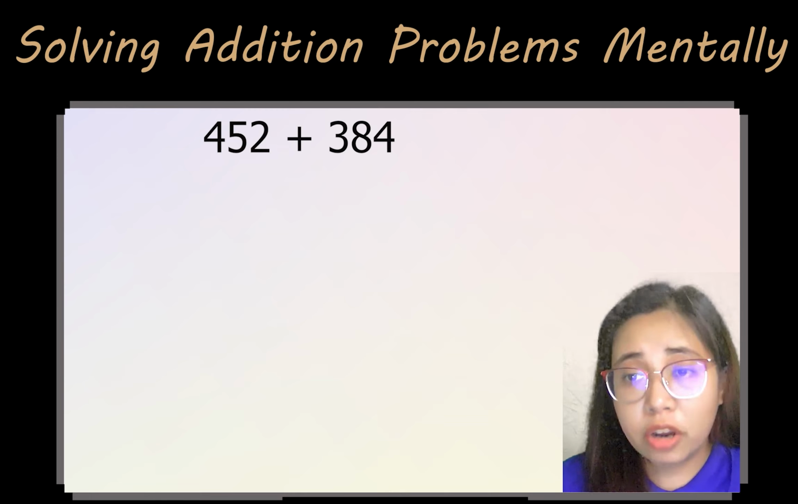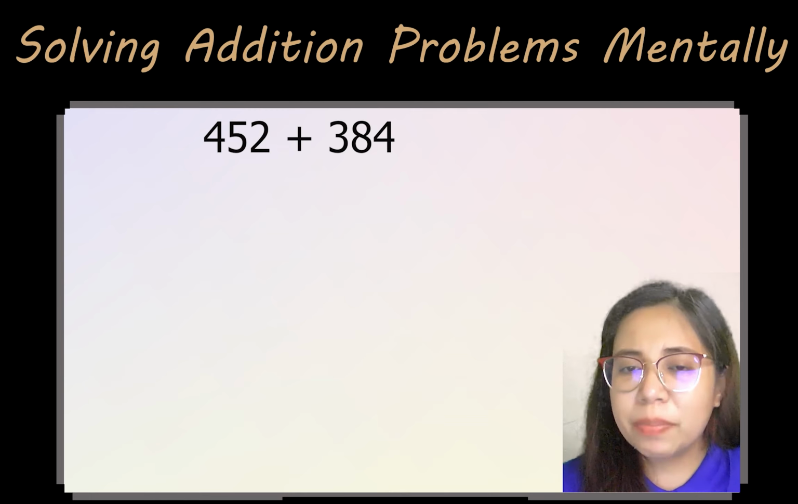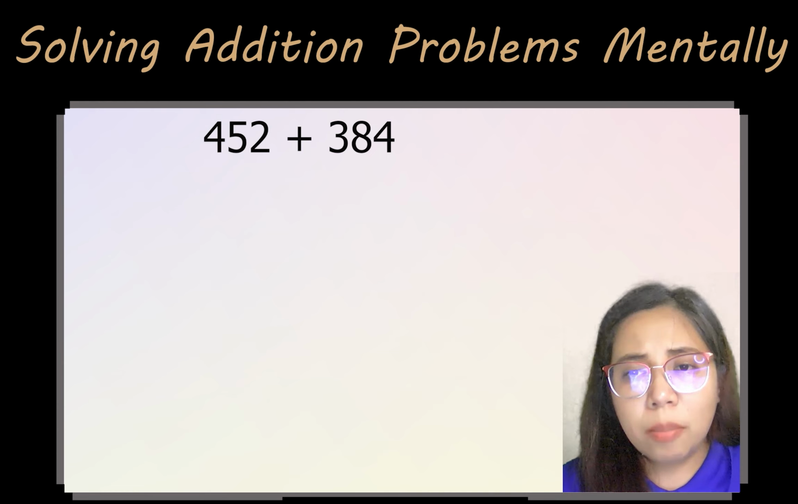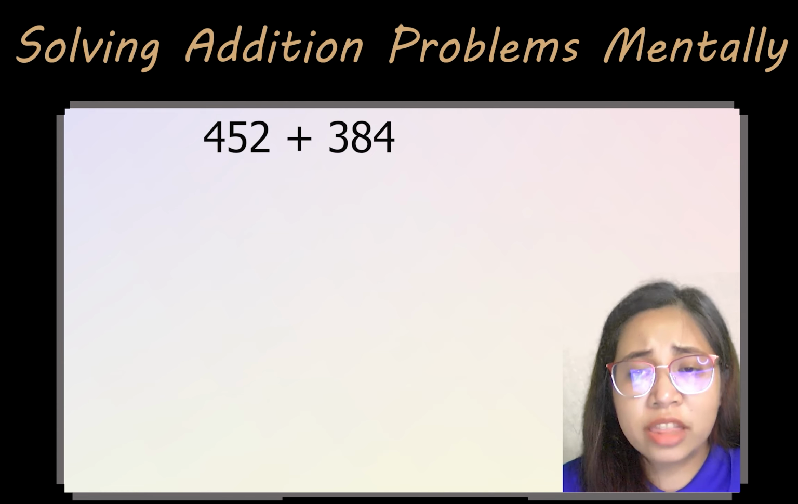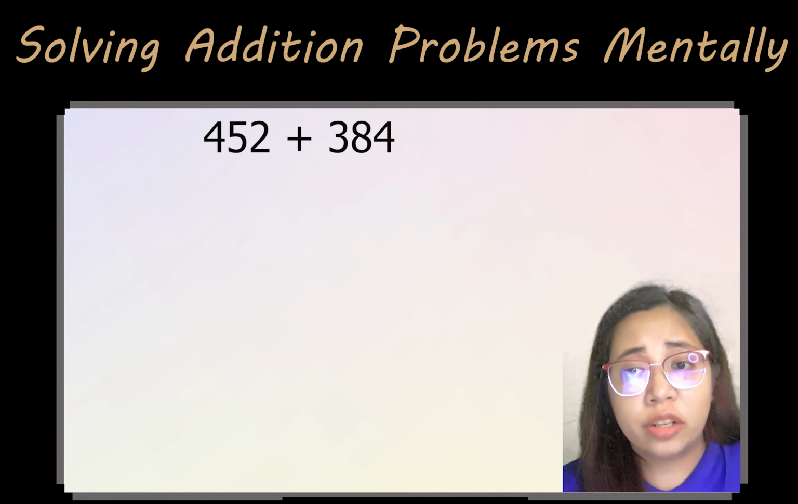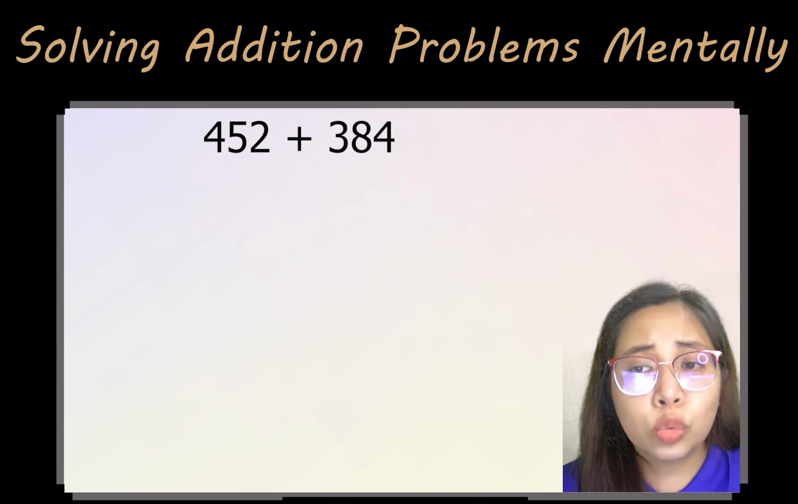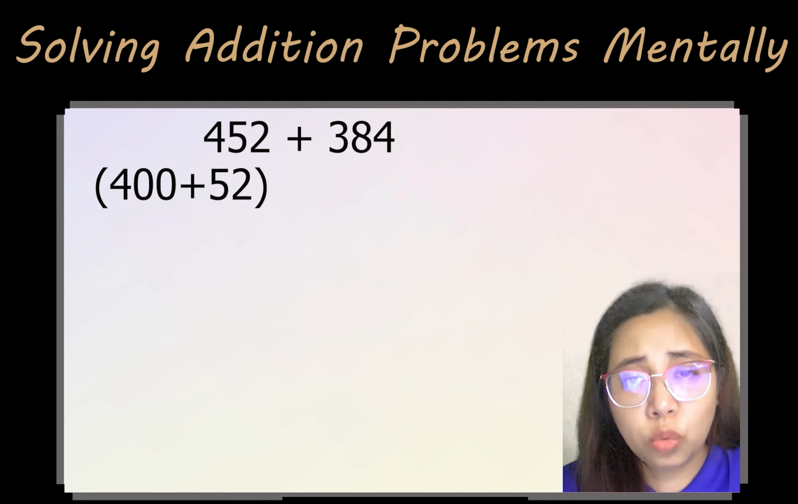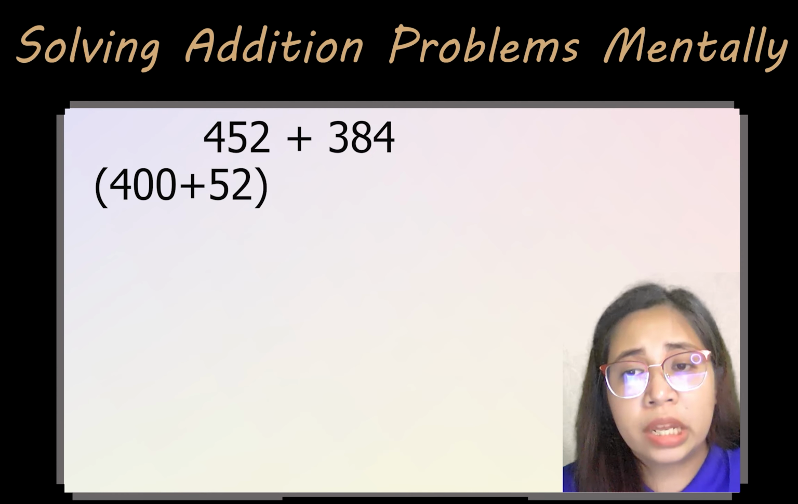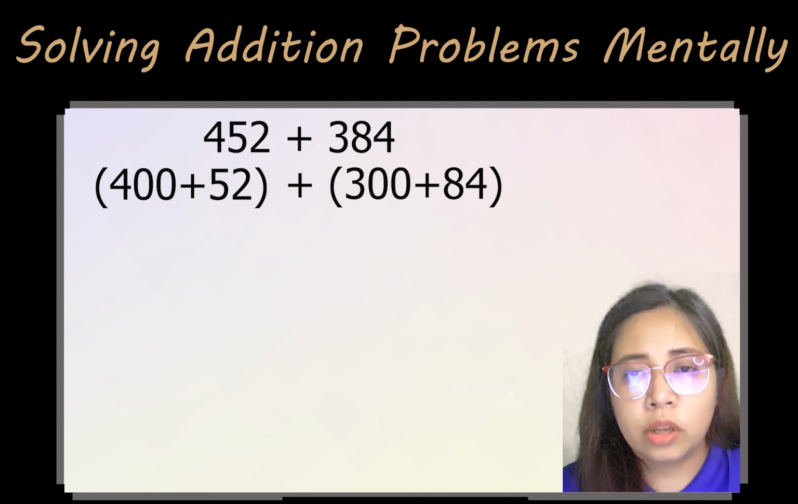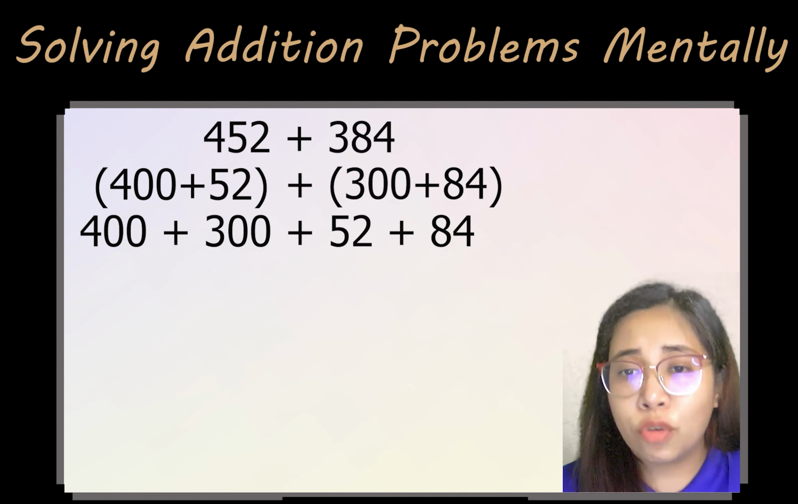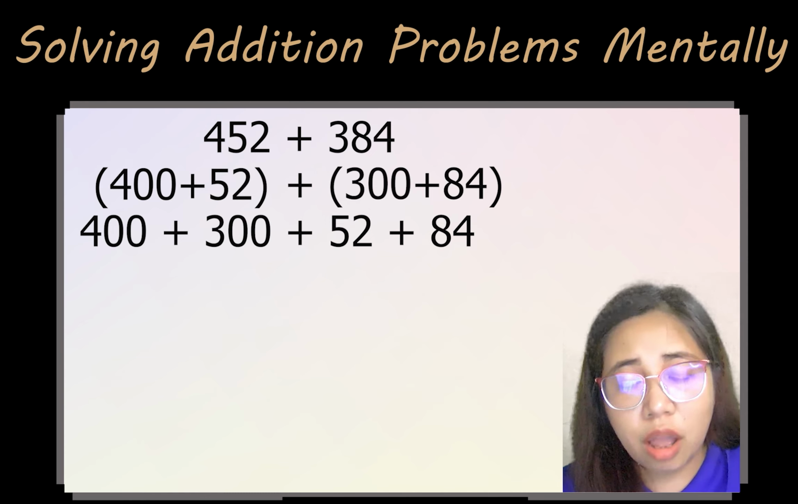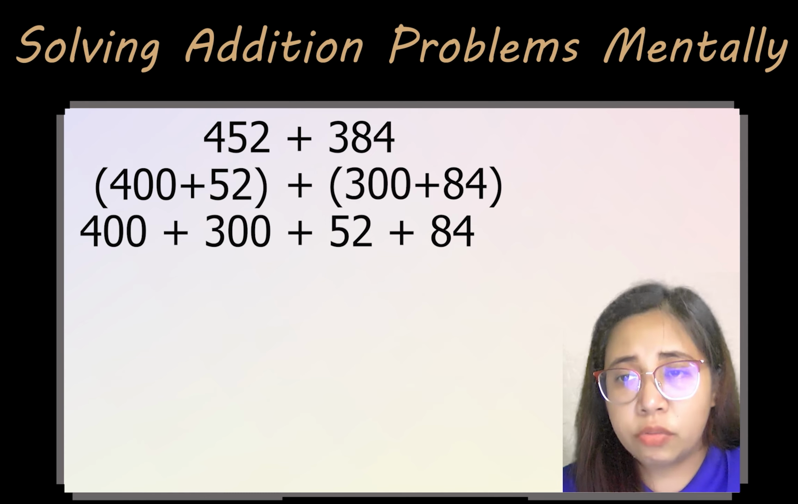Okay, so next problem, 452 plus 384. So medyo mas mahirap na dahil 3 digits na siya. Pero ganun lang ulit, this time, since 3 digits siya, dapat pag hiniwalay natin sila, yung isa dapat ay divisible naman sa 100. Okay, so yung 452, magiging 400 plus 52, while yung 384 ay magiging 300 plus 84. So magiging equation natin ay 400 plus 300 plus 52 plus 84.